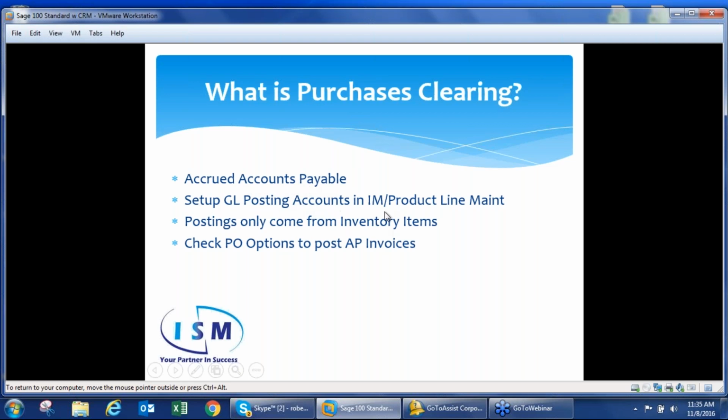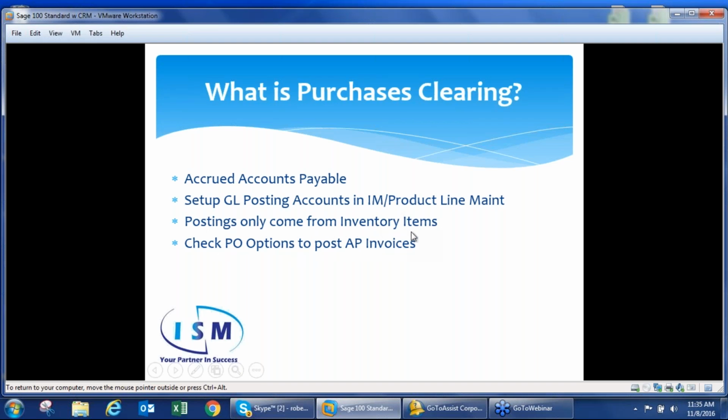We're going to jump into the system in a minute. We're going to see where we set up these accounts. They're set up in product line maintenance. You typically do not have to go into product line maintenance once the system is set up properly. However, if we assist clients and things are not posting where they should be, this is the first place we look at, is product line maintenance. That is where the GL postings are configured for purchases clearing.